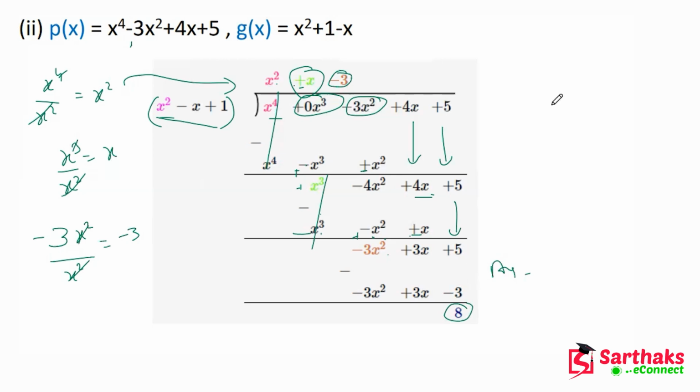So here, what is the question? Question is x square plus x minus 3. What is the remainder? Remainder is 8. Okay, I hope you get this point.